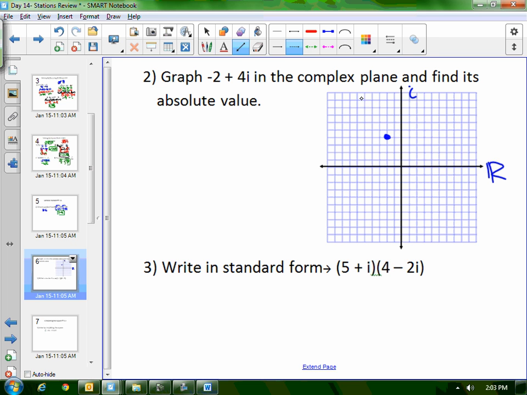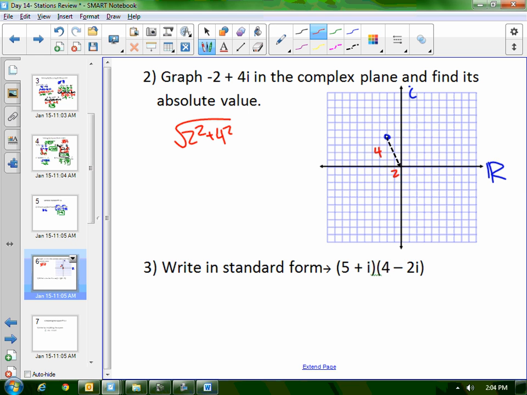So really what I'm asking you to do is use the Pythagorean theorem, the distance formula. This side would be 2, this side would be 4. So I'm basically saying 2 squared plus 4 squared. I want the square root of that. That would give me this distance. 2 squared is 4, plus 4 squared is 16. So 4 plus 16, I want the square root of 20.